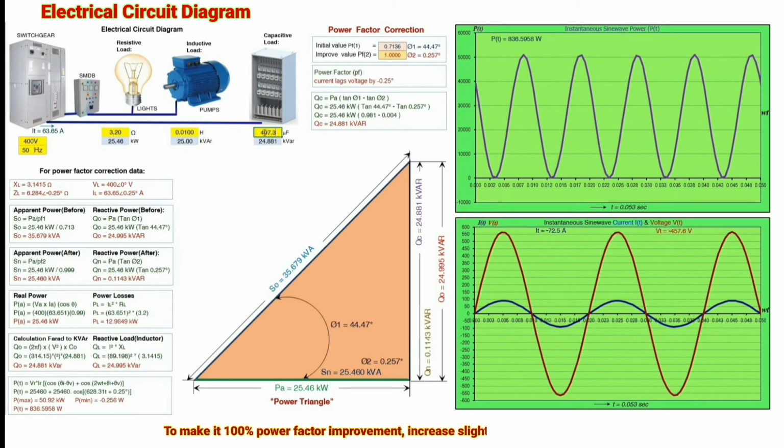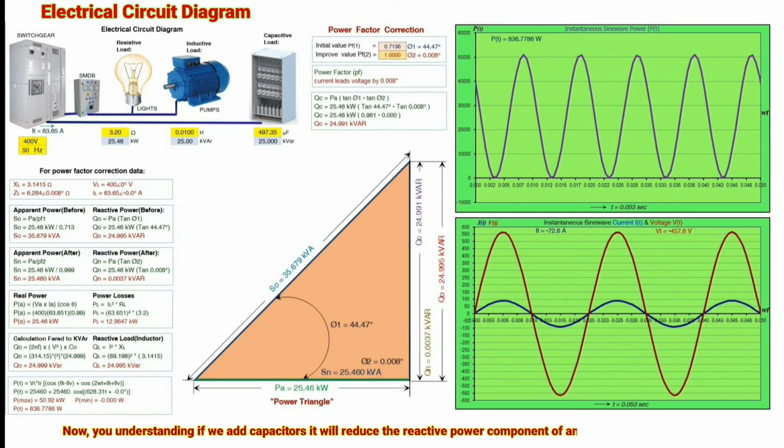To make it 100% power factor improvement, increase slightly to 497.35 microfarad. Now, you notice from the sinusoidal voltage and current waveform, the angle is 0 degrees. It means we achieved a 100% power factor correction of 1. Look at the instantaneous power sine wave, which achieves 100% delivered to this load. There is no power returning to the source, and the power losses in the distribution system are reduced. As a result, it will increase the efficiency of the electrical system.